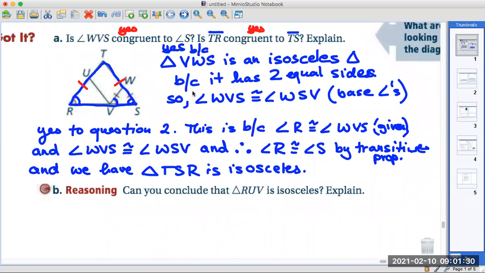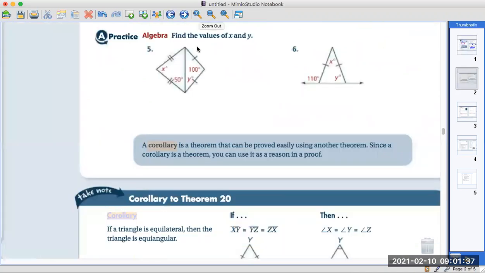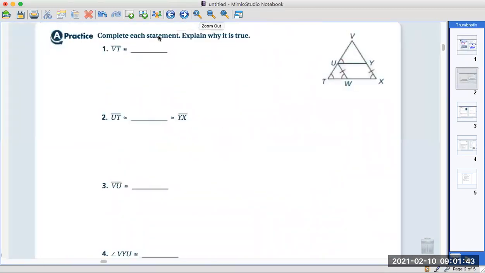I'm moving on. This was page 157. We're moving on to the next page, and we're going to do all of those questions up on top. Practice: complete each statement, explain why it is true. So again, we have a complex picture. We have a big triangle, the little one here, and the second little one here on top. 3 triangles. This is not a triangle.